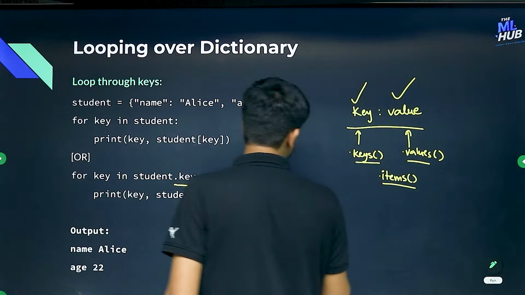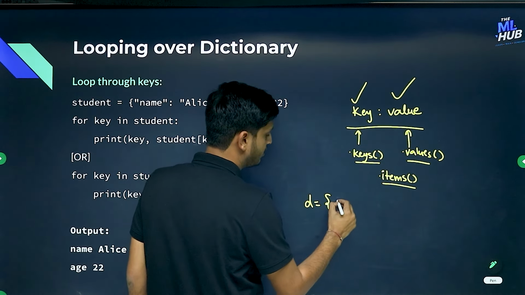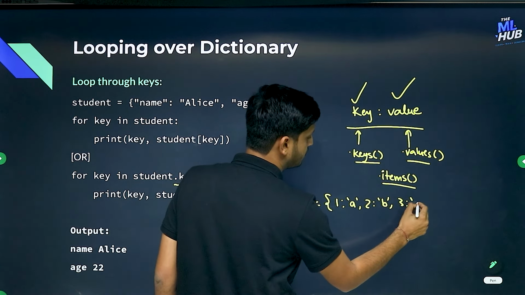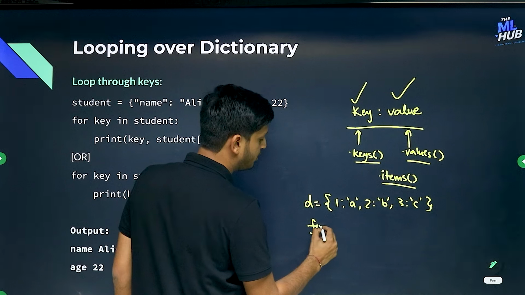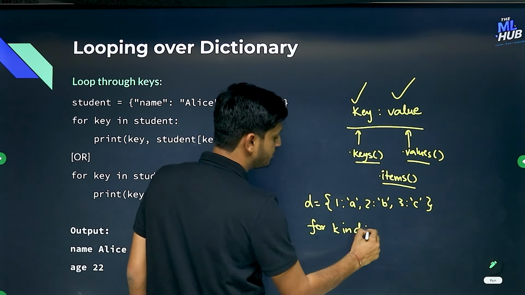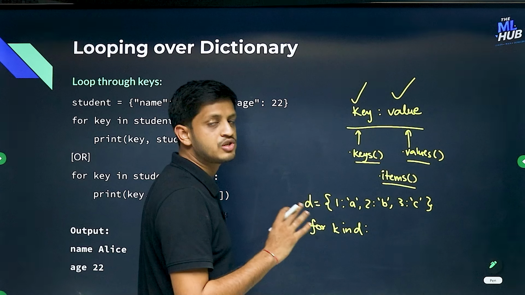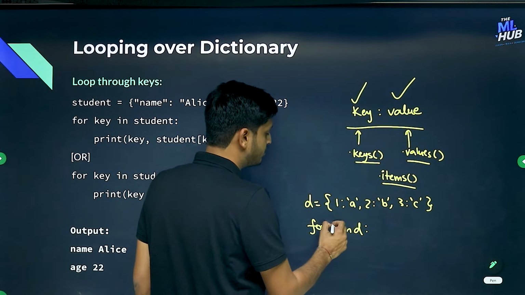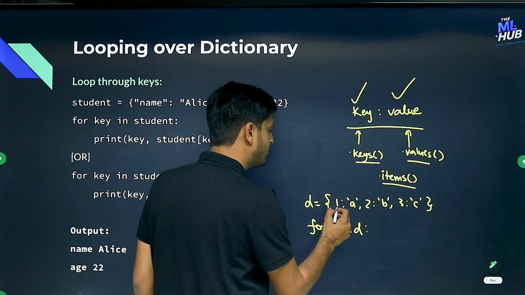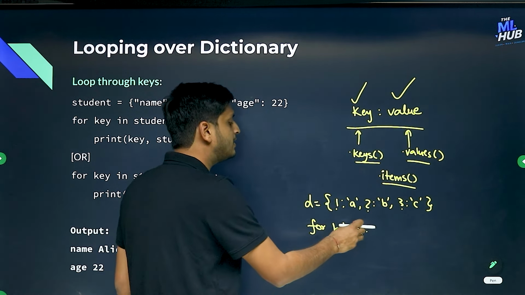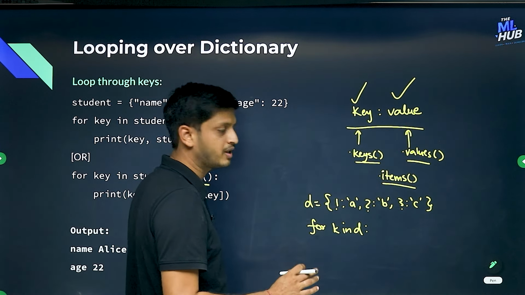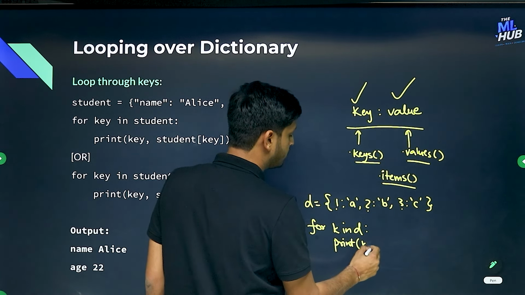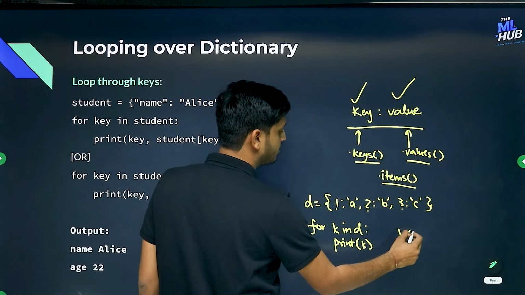So for any dictionary, let's say if I have a dictionary D with 1:A, 2:B, and 3:C, then if I write for K in D, by default this dictionary will only give the keys, not the values. So K will take the keys as an iterable. It will give you 1 and then 2 and then 3. Automatically the compiler will call the d.keys function only, okay? So if you print K, you will get output as 1, then 2, then 3.